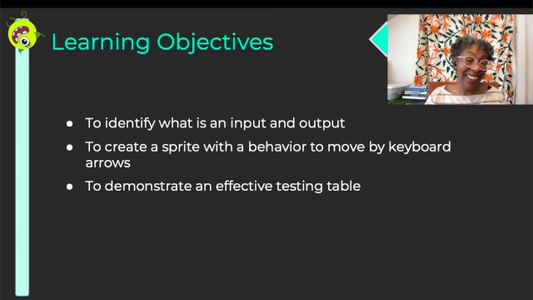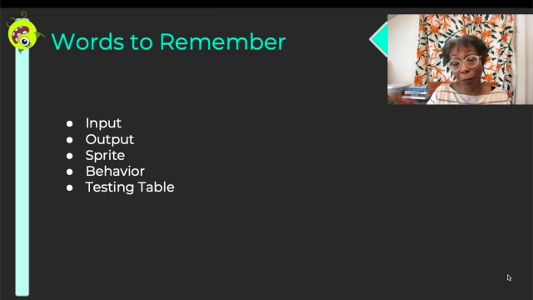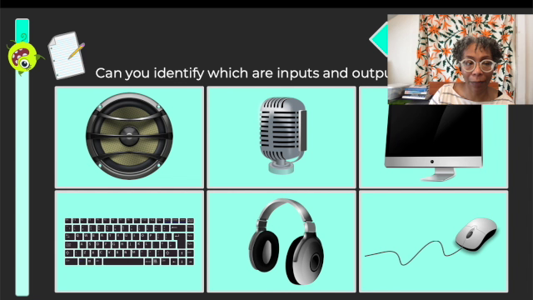Now, one of the things I haven't been great about showing you guys is good coding and good video game design practices. So this curriculum is much better at that than I was. This testing table helps you keep track of things that you add to your game and make sure it works before you move on to the next thing. That makes debugging a lot easier. So our vocab words for today are input, output, sprite, behavior, and testing table.